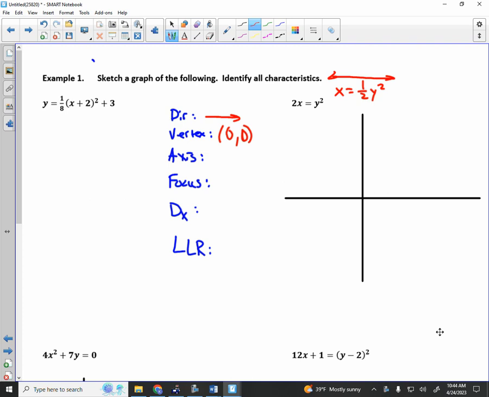So I'm going to plot 0, 0. I'm going to make a 3x3 graph.